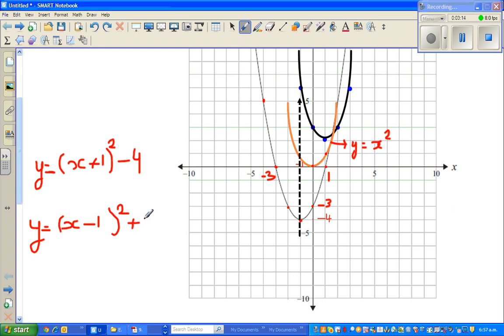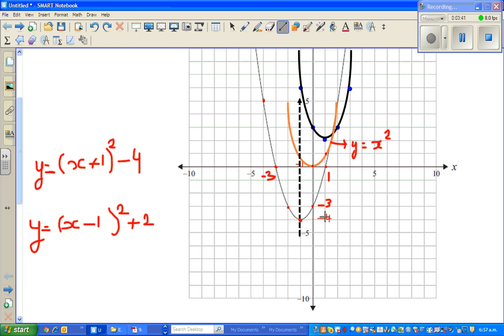Now you may be wondering, how did I get these points? Let us look at these points. If you look at this point from the vertex, if you go 1 across, you have to go 1 up. And if you go 2 across, you have to go 4 up. So you go 1, 2 across, 1, 2, 3, 4. That is this point.